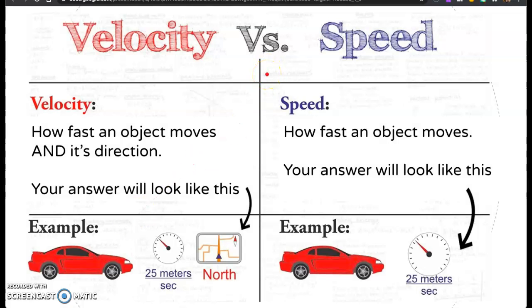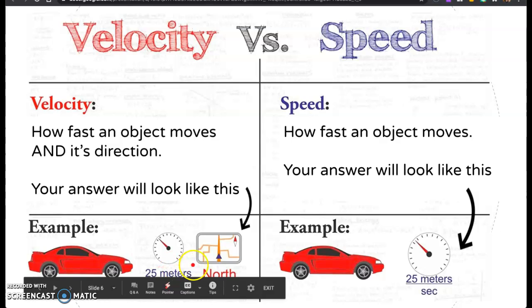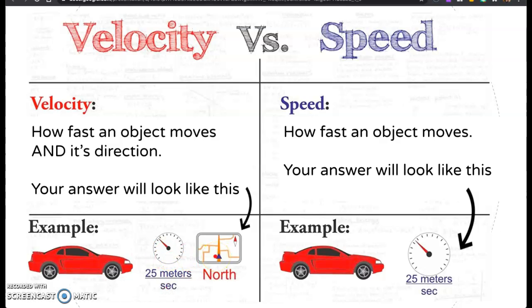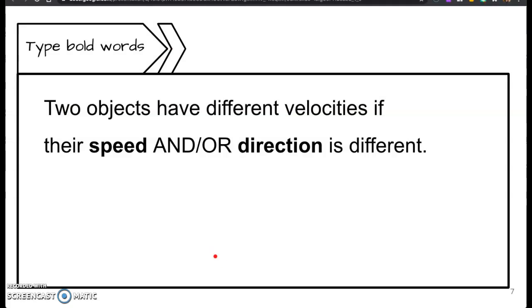So velocity versus speed. What do we already know? We know that speed is how fast an object moves. And when you calculate for speed, your answer looks a lot like this: 25 meters per second. Velocity is how fast an object moves and its direction. So your answer is going to look like this: the car was moving at 25 meters per second north. Two objects have different velocities if their speed and/or direction is different.